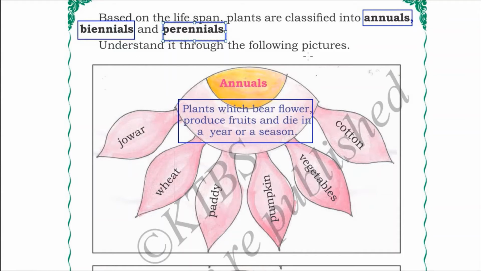Understand it through the following pictures. Annuals are plants which bear fruit, produce fruits and die in a year or a season. So if the entire life cycle of a plant is completed in one season, it is called an annual plant. Let me show you the life cycle.